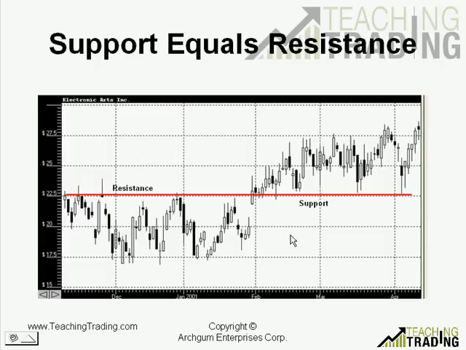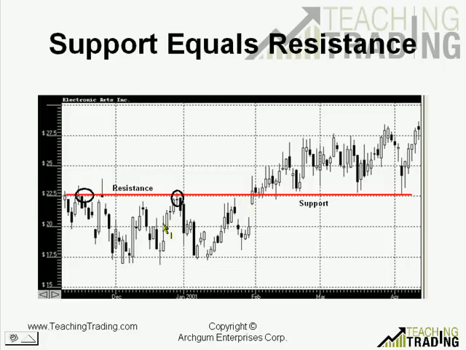So on the left-hand side, we have the resistance line. Now recall, to draw the resistance line, we find at least two intermittent highs. So we have an intermittent high here. We have another intermittent high here. So we can draw a line through it, and that will give us the resistance line.